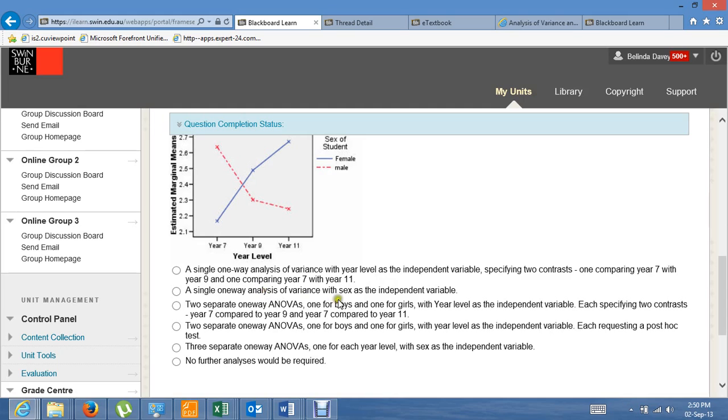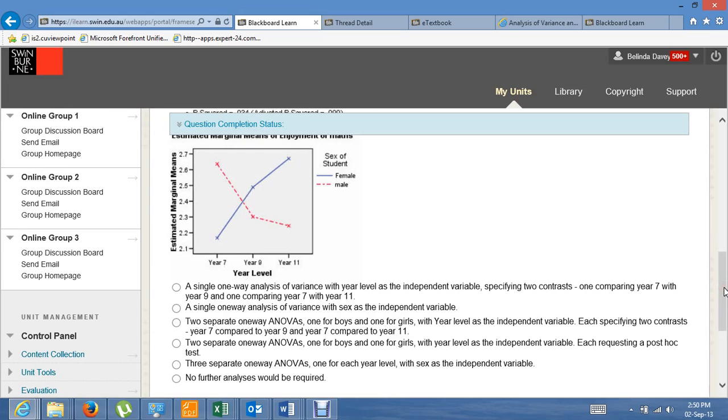A single one-way analysis of variance with sex as the IV. We wouldn't need to do that because our main IV is year level, so we're wanting to look at enjoyment of maths across the different year levels separately for males and females. So 2 separate one-way ANOVAs, one for boys and one for girls, with year level as the IV, each specifying 2 contrasts, Year 7 compared to Year 9 and Year 7 compared to Year 11.